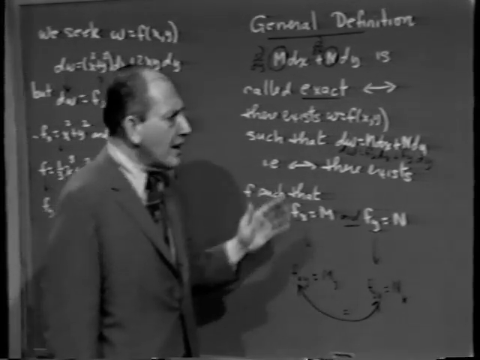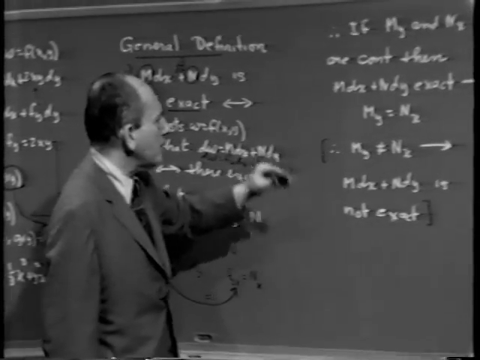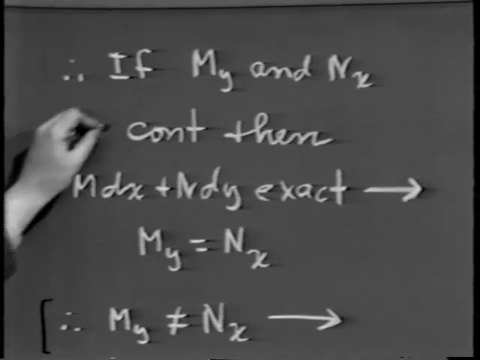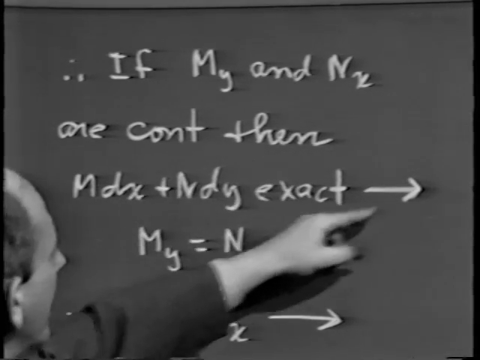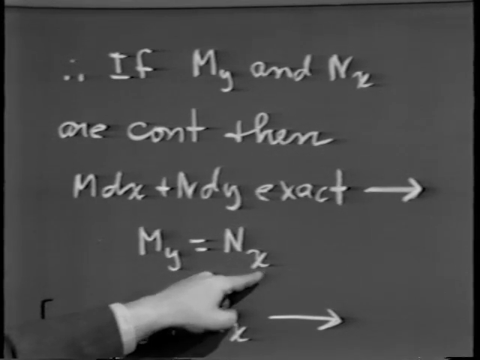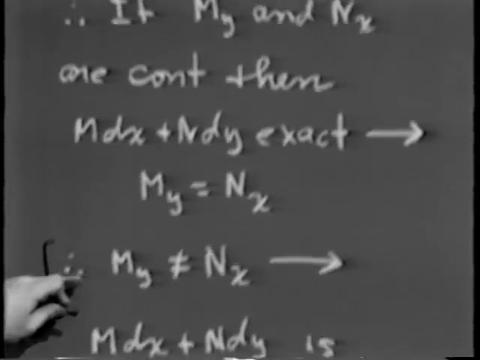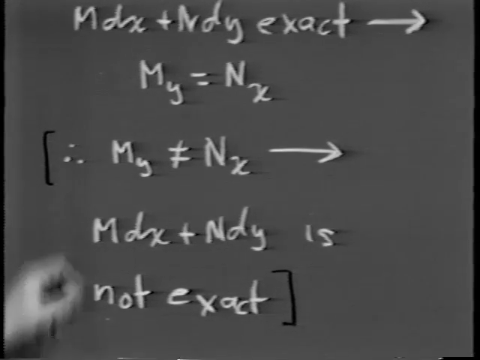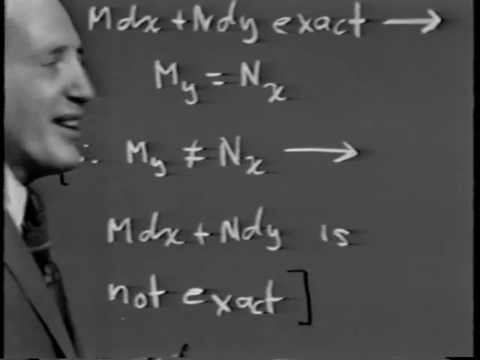Now, before I show you that, let's summarize this in words written down so that I make sure that you understand what I'm saying. What I'm saying is if the partial of m with respect to y and the partial of n with respect to x are continuous, then if m dx plus n dy is exact, the implication is that the partial of m with respect to y must equal the partial of n with respect to x. And to invert the emphasis here, another way of saying this is that if the partial of m with respect to y is not equal to the partial of n with respect to x, then m dx plus n dy is not exact. And let me show you that by means of an example.